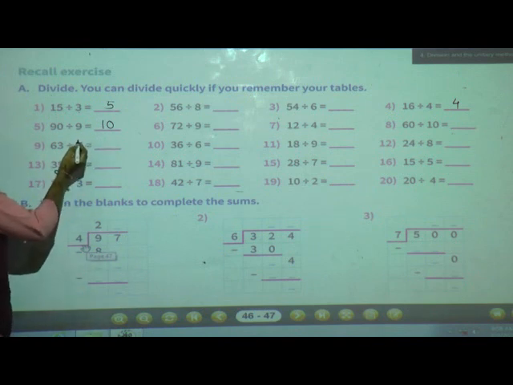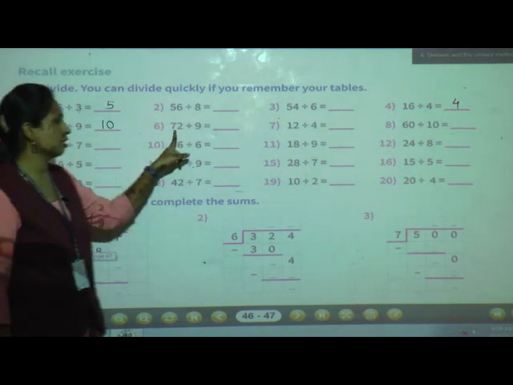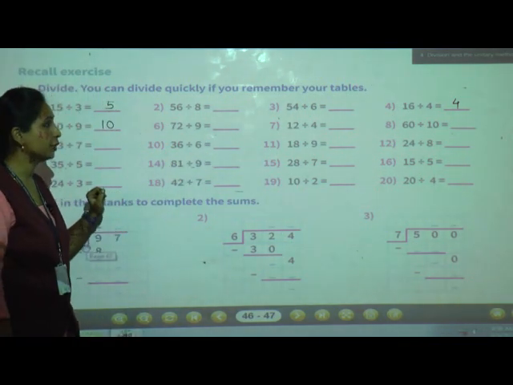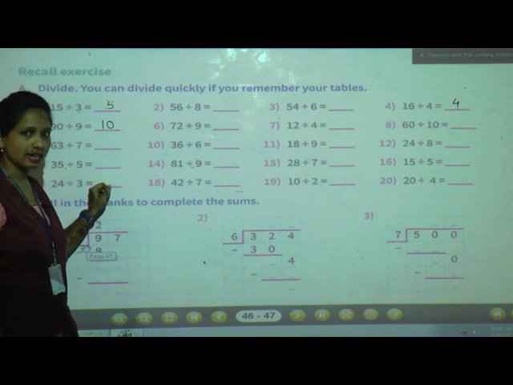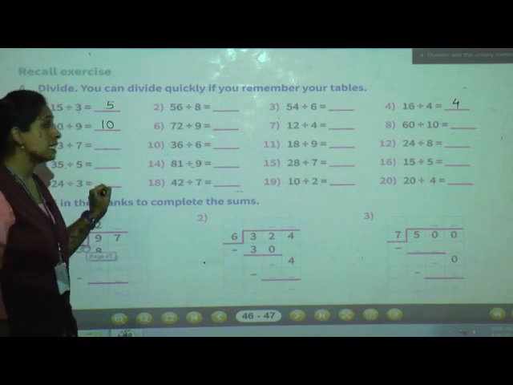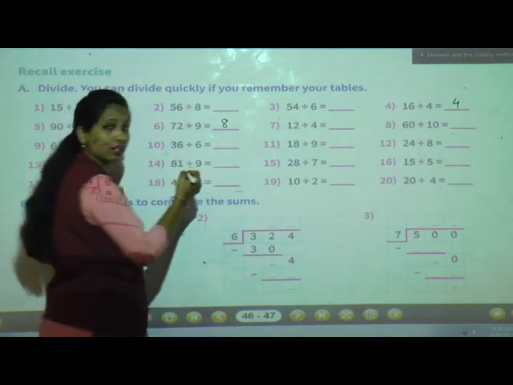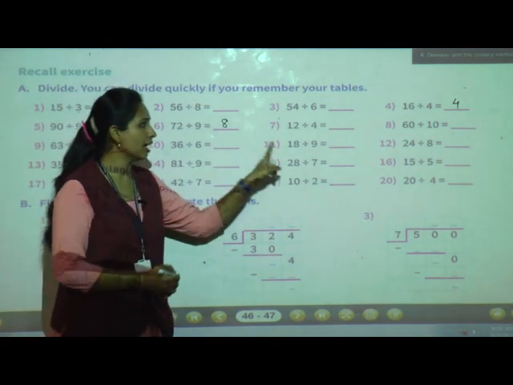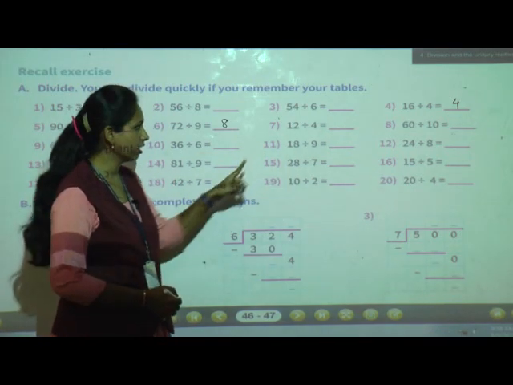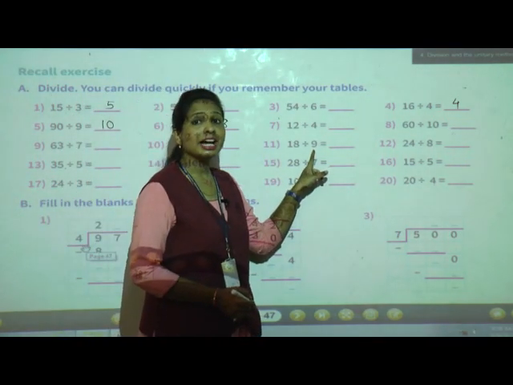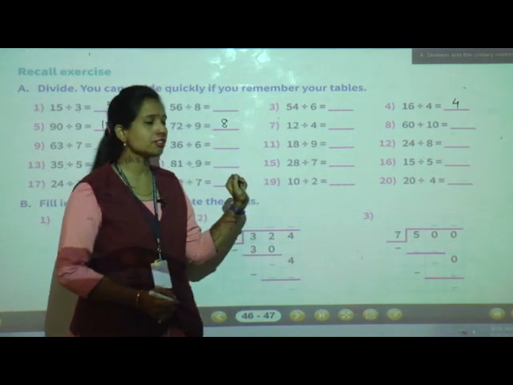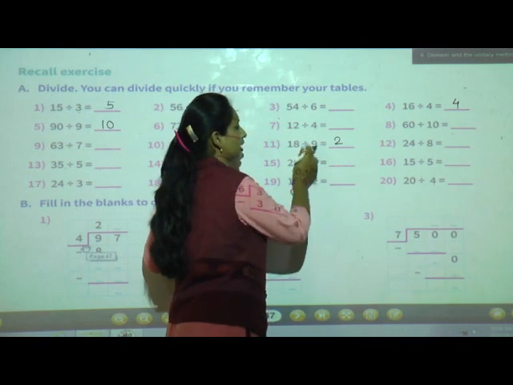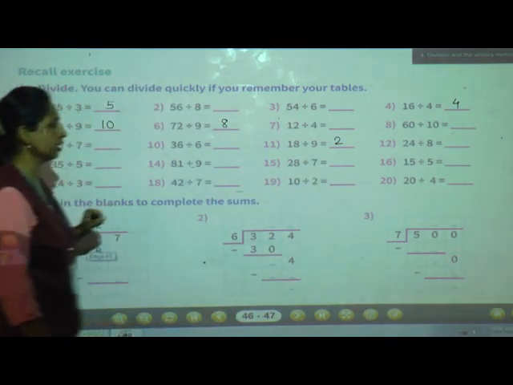9 10s are 90. Now see this, 72 division by 9. Now where 72 comes in 9 table? Yes, 9 8s are, again you can cross check, 9 8s are 72, isn't it? Now 11th one I will take. Now see the 11th one, where 18 comes in 9 table, students? Yes, 9 2s are 18, so you can cross check, 9 2s are 18, isn't it?